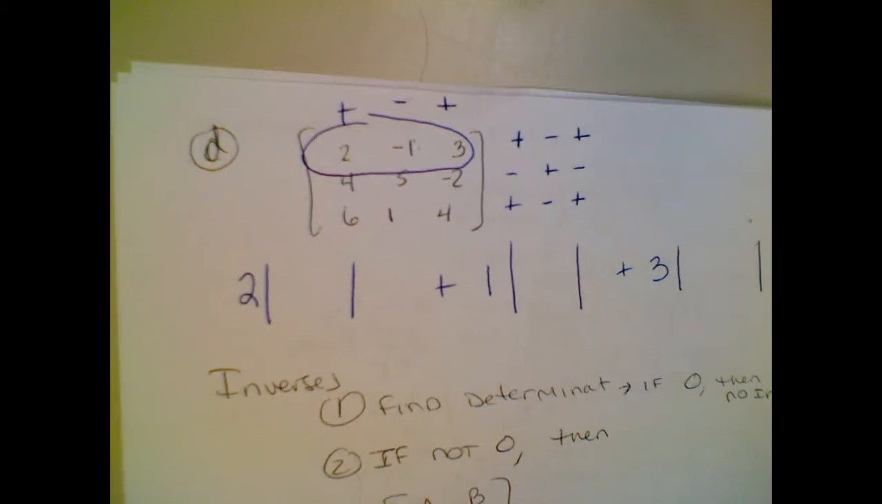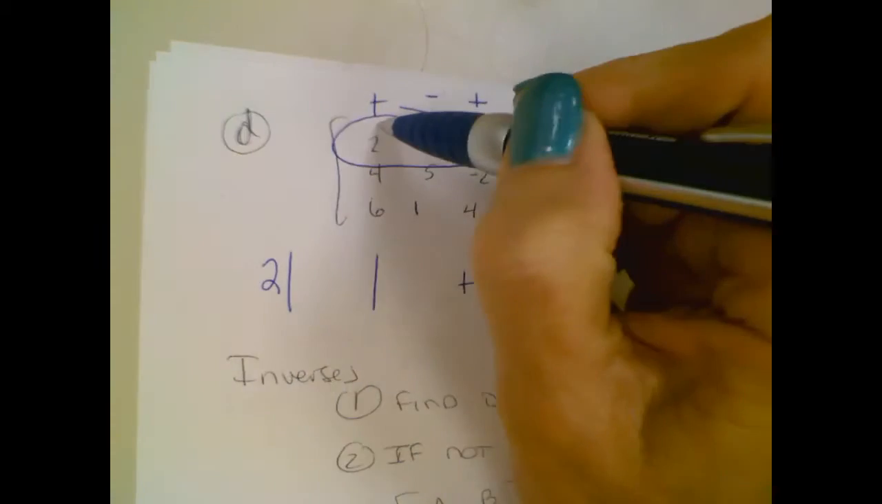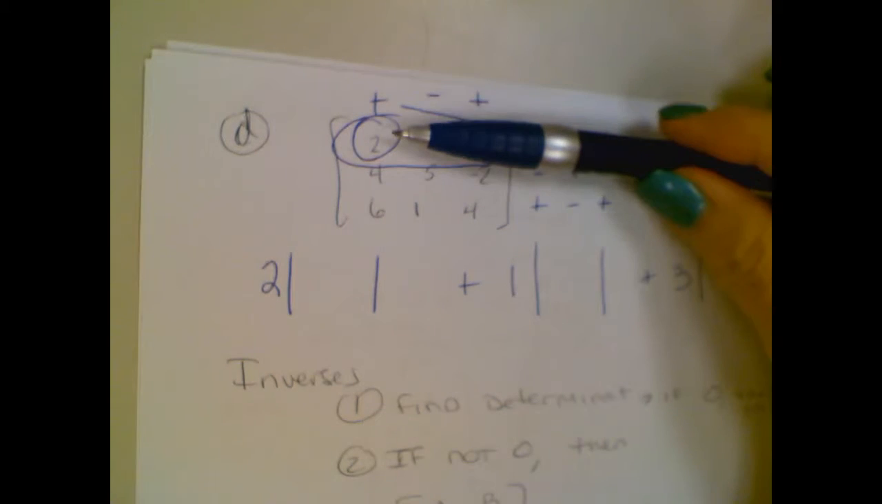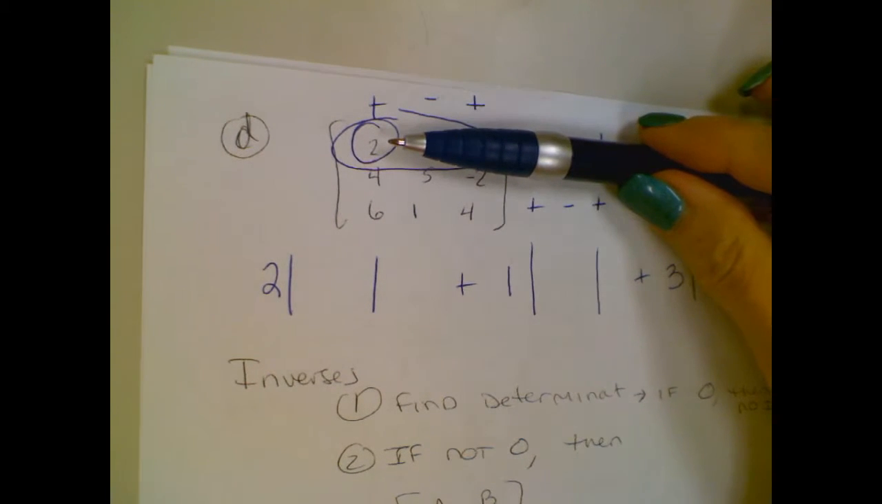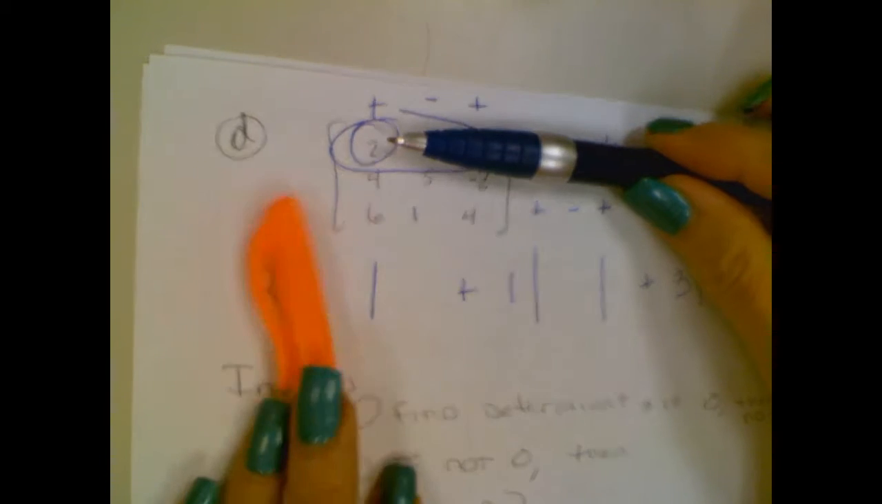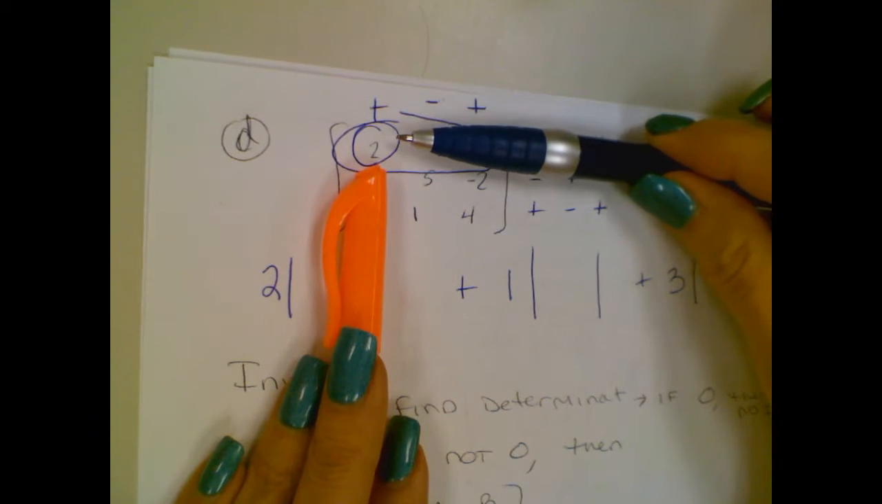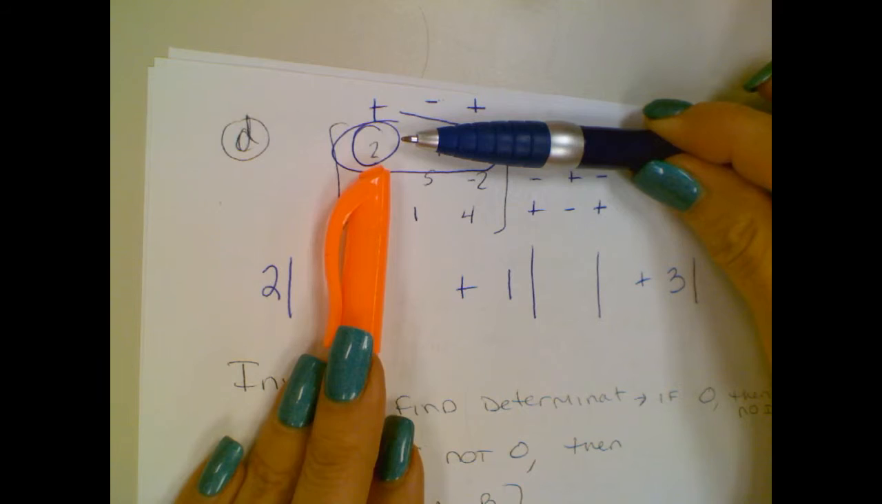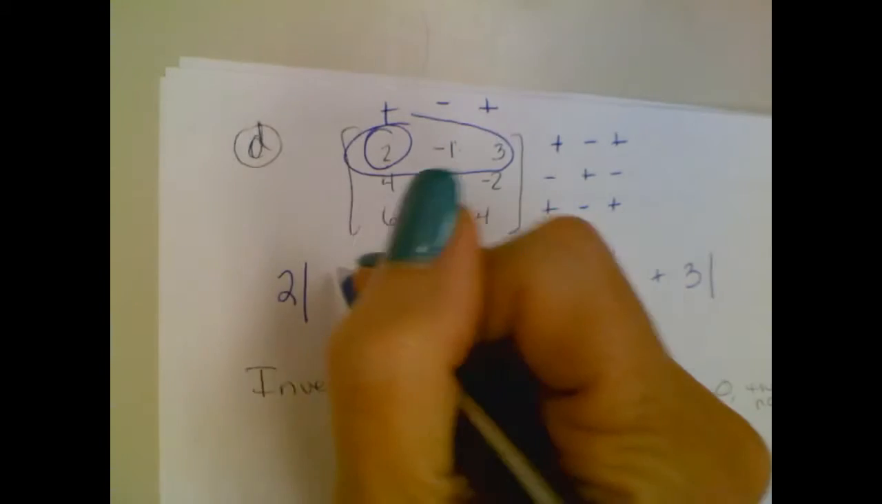So now the 2x2 minors, starting with 2. If you take the 2 and you cross off the row that it's in like this, and the column that it's in, you're left with 4 numbers. Do you guys see them? 5, -2, 1, and 4. That's called the 2x2 minor that's assigned to the 2. So you're going to write those right here. 5, -2, 1, and 4.